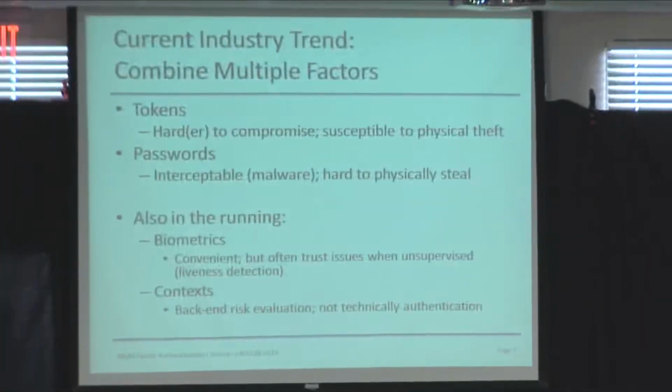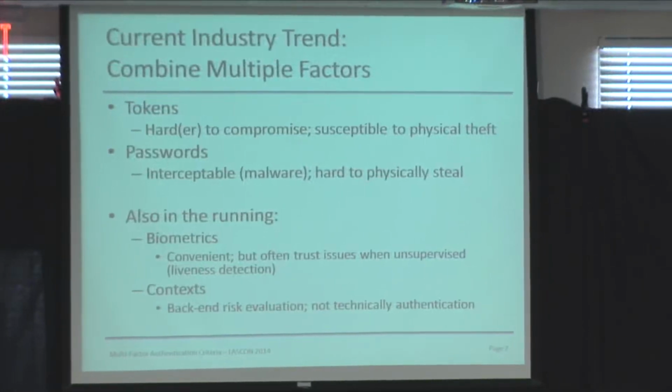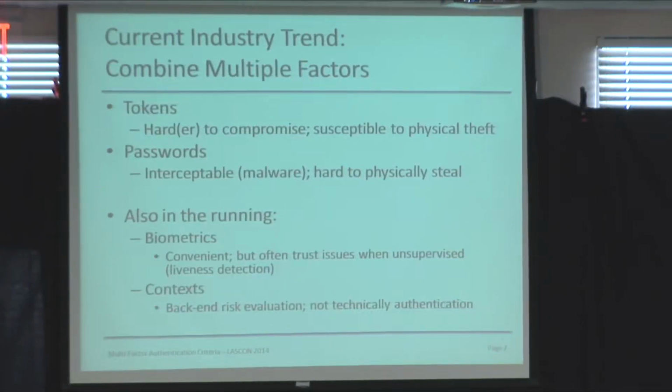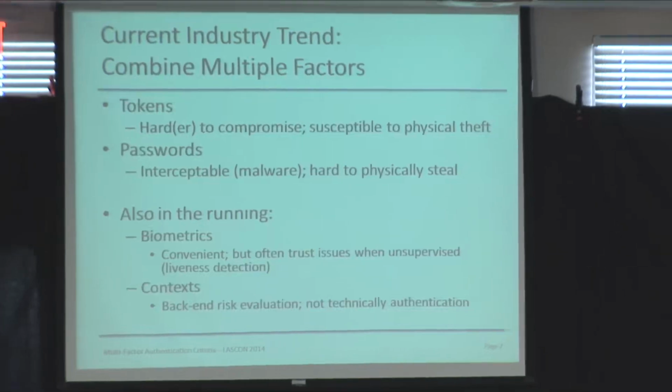So current industry trends, what are we doing to mitigate the issues we have with passwords? We use tokens, which are harder to compromise, can be stolen though, and combine that with passwords, which are easy to compromise and steal, but physically you can't just extract them without somebody noticing what's going on. Obviously, there are other factor solutions in the running that we're going to look at, biometrics, context-based, we talked about that.